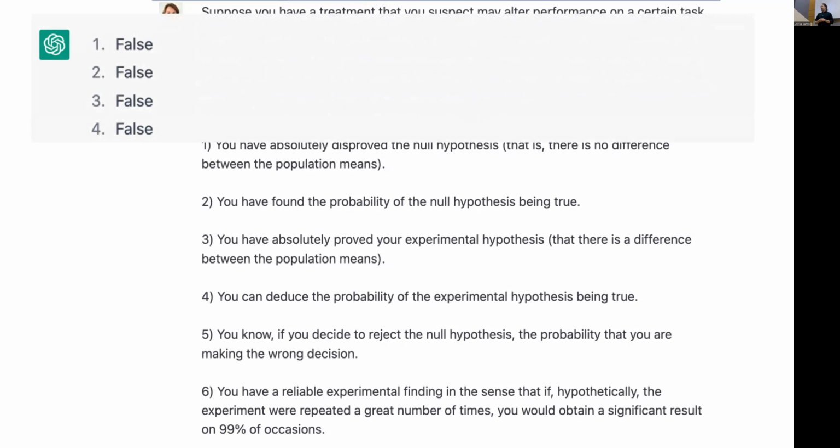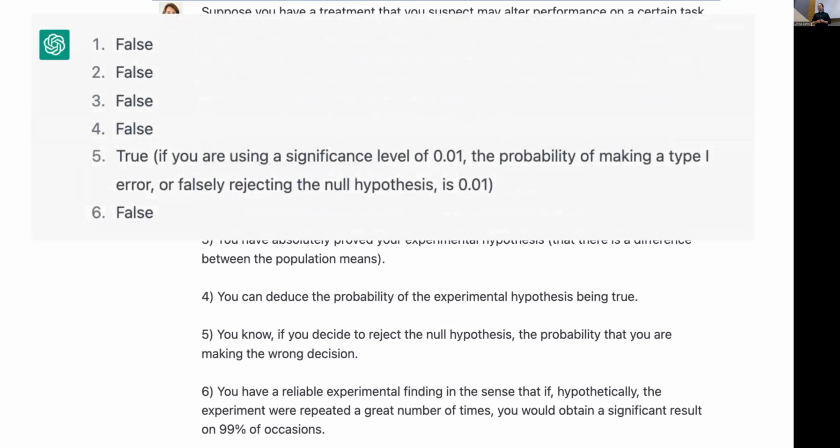They are false. But then on the statement, if you decide to reject the null hypothesis, the probability that you're making the wrong decision, ChatGPT confidently answered true, and even gave the following rationalization: if you're using a significance level of 0.01, the probability of making a type 1 error, or falsely rejecting the null hypothesis, is 0.01. So here, ChatGPT also doesn't really know about the base rate.